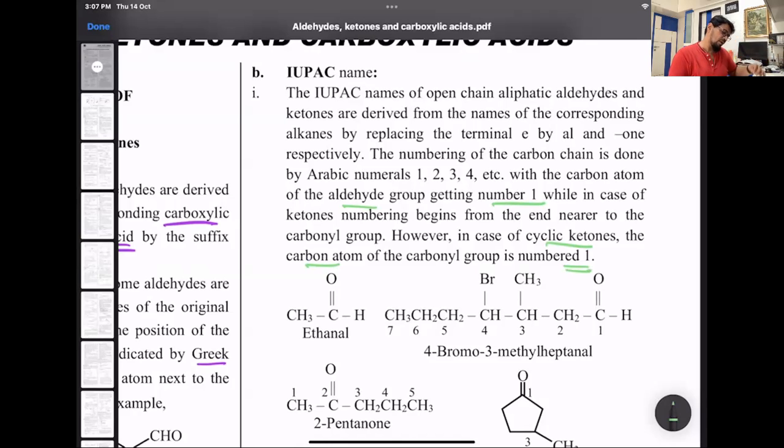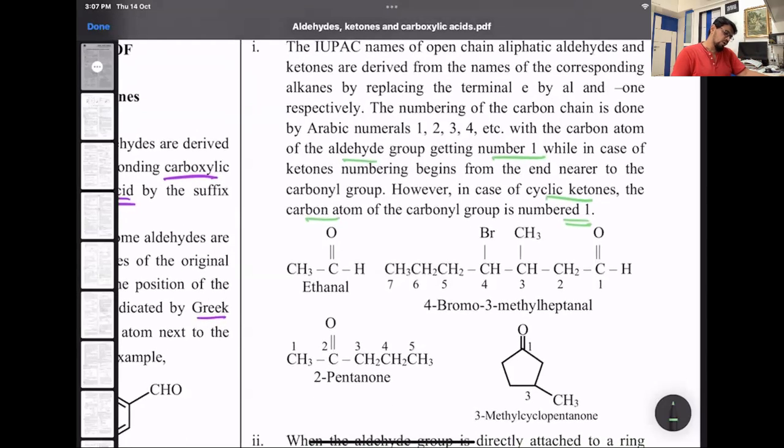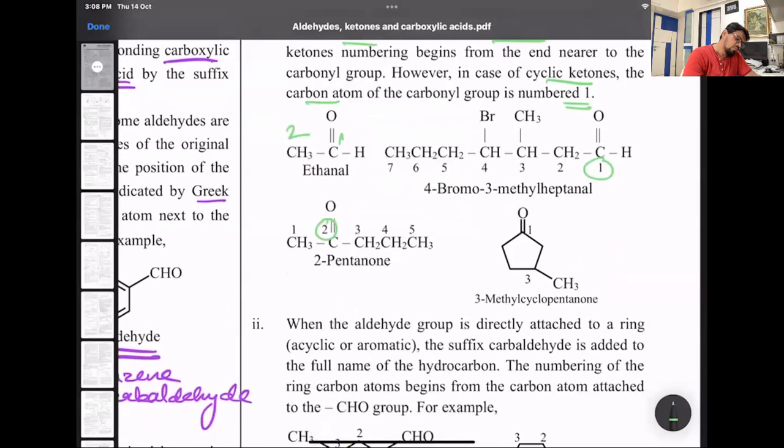All right, that is one part over there. So look at that. Here, how do we do? Ethanal. Then here the aldehyde group is given 1, and then all of them, but the write-up is alphabetical. 4-bromo, 3-methyl, 7 is heptane, heptanal. Ketonic group, non-terminating in between, so pentan-2-one.